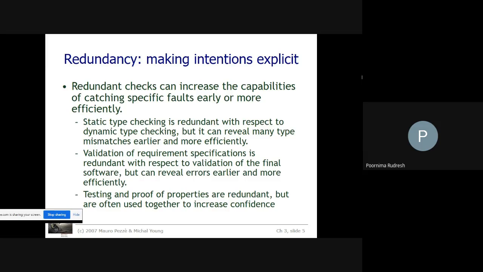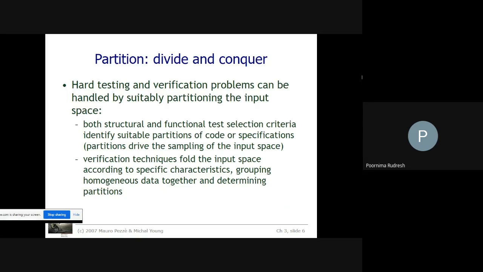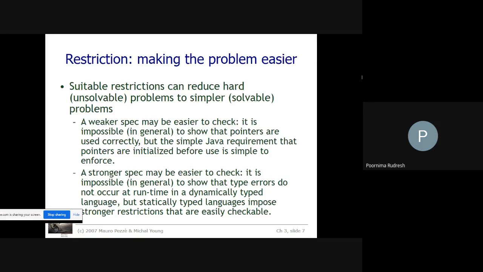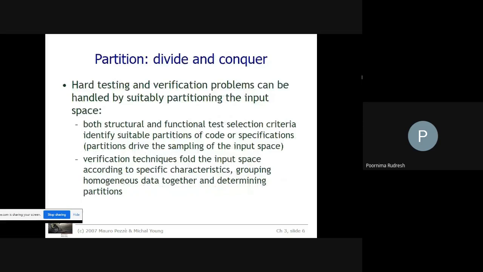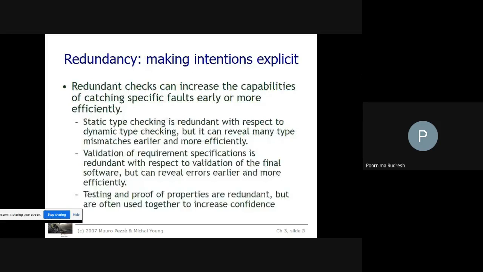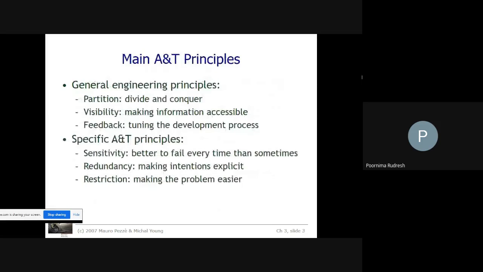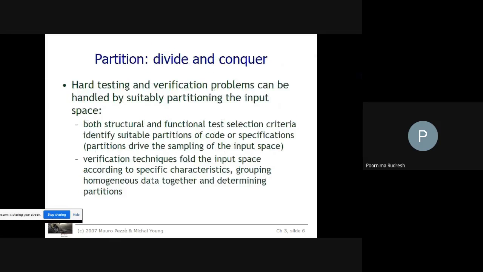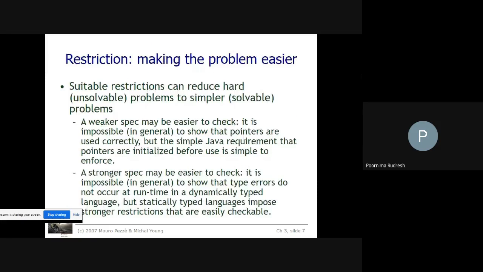Okay. So first one is the sensitivity, second one is the redundancy, and third one is the restriction. We'll see this first because these three, sensitivity, redundancy, and restriction, belong to the specific analysis and design principles. So sensitivity I completed, redundancy is over, and the third basic principle is the restriction.